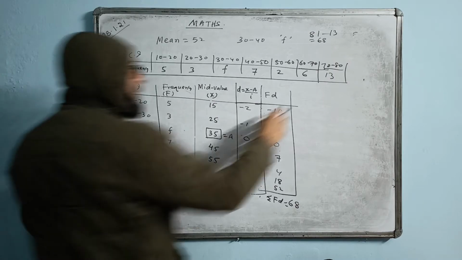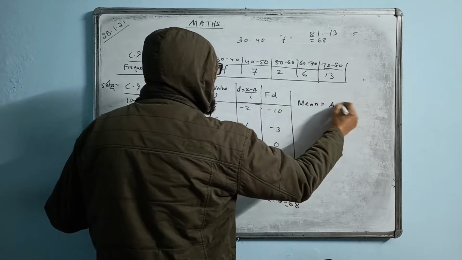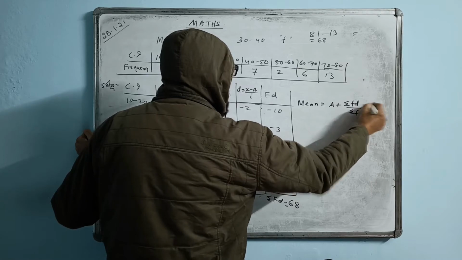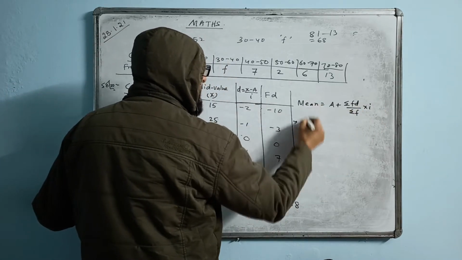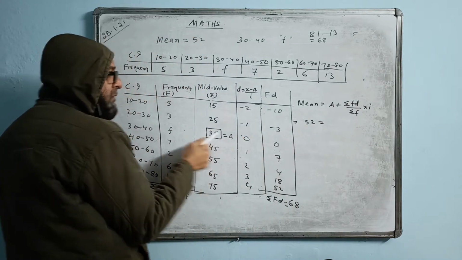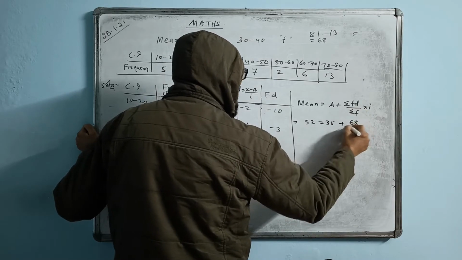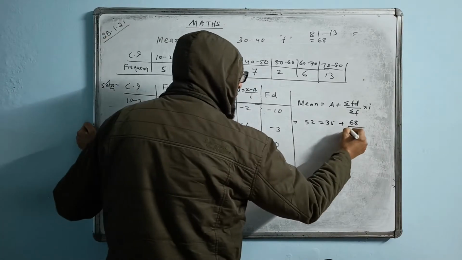Now, since I followed the step deviation method, I write the formula here. Mean formula goes as a plus summation fd by summation f into i. Because I divided by i, I multiply by i. Mean value is given, 52 right there. A means assumed mean, what is the value of a? I have assumed 35. Summation fd value is 68. Summation f value is how much? 36 plus f. I got that value.